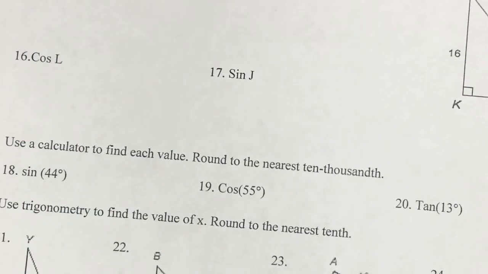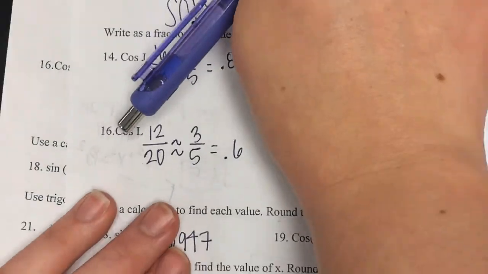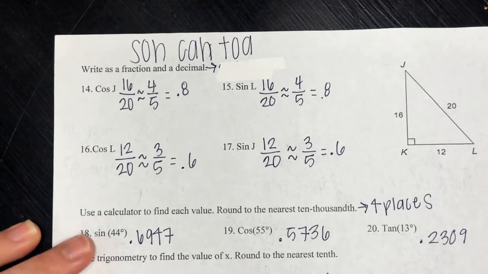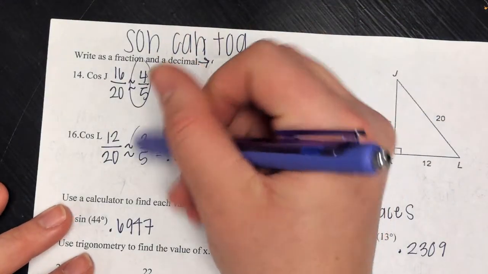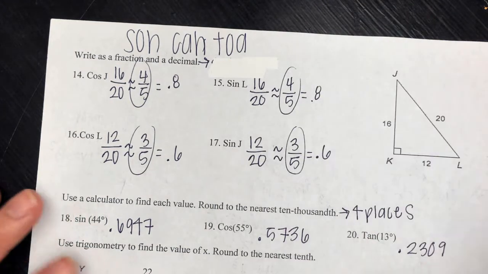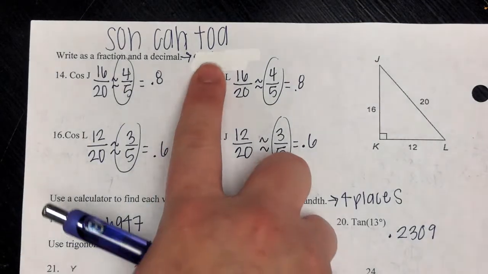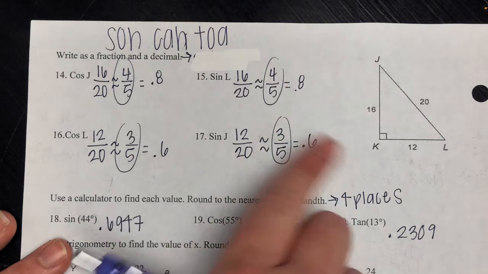Okay, in numbers 14 through 17, you're just setting them up. So the cosine of j is 16 divided by 20. Guys, I'm not going to count you wrong if you don't simplify it. I'm not going to count you wrong if you don't show me this, because when you plug it in your calculator, it's not going to count you wrong if you don't simplify it. So I'm not going to be that picky. It does say write it as a decimal, and I didn't tell you where to round it to because none of them needed to be rounded.